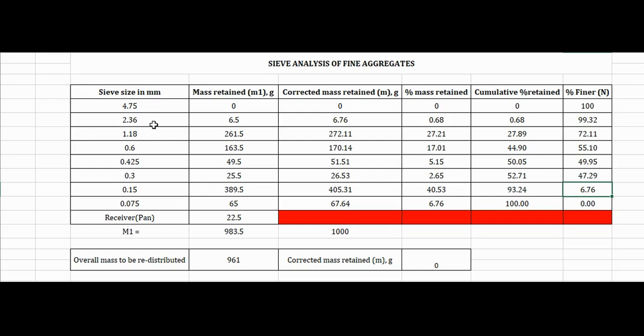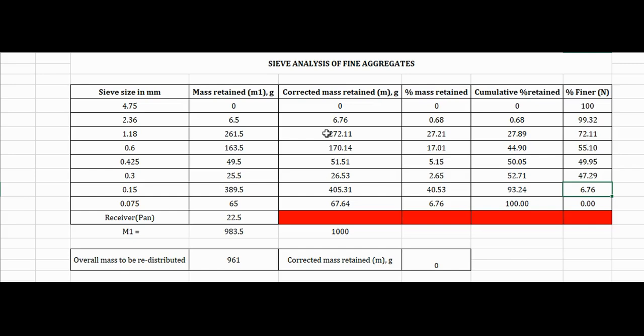Now let us look into the 2.36 sieve. What was the mass retained on it? It was 6.5 gram. How did this value 6.76 come? That is 6.5 divided by 961 multiplied by 1000, which gives us 6.76 grams. That means there is an increase of 0.26 gram. That is, of the 39 grams redistributed, an amount of 0.26 has gone to the 2.36 mm sieve.